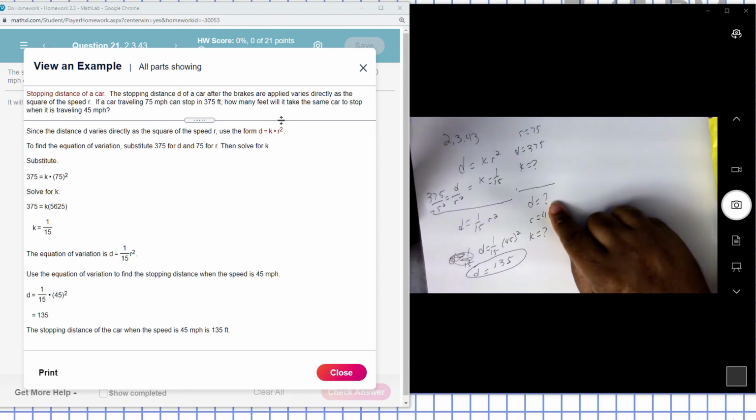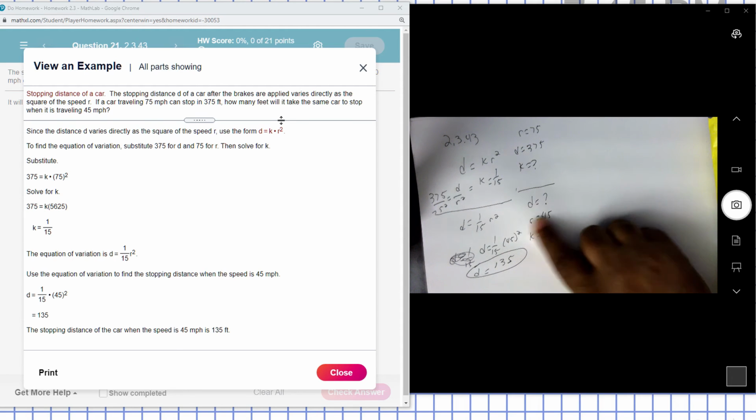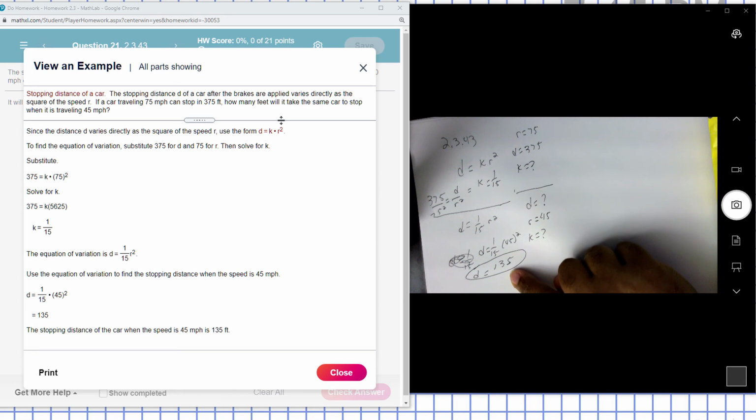Then I can find my new D, given the R of 45. So I plug in here. In this case, my D is equal to 135.